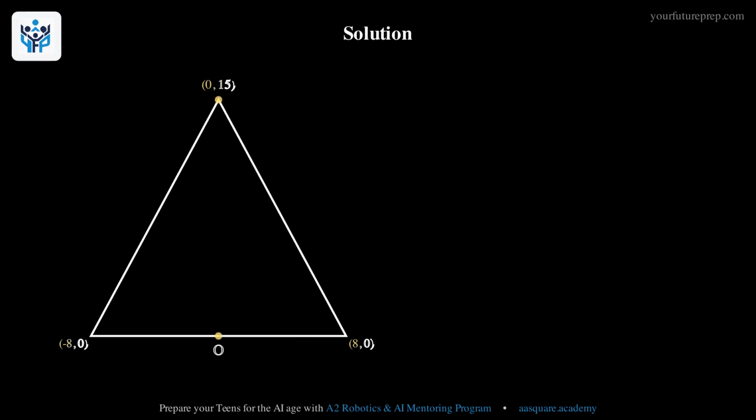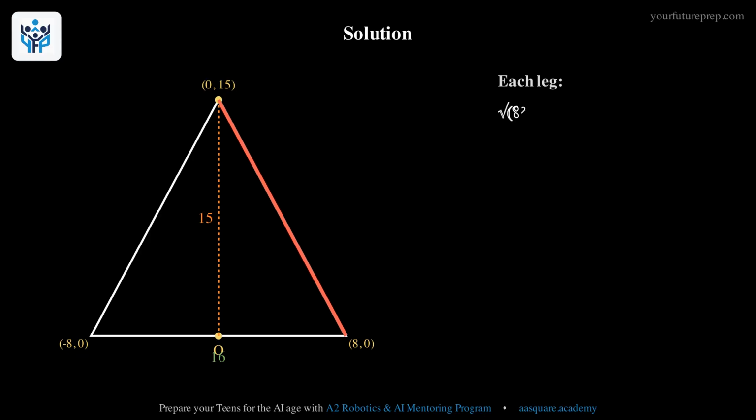Let's set up coordinates. Put the base along the x-axis, from -8, 0 to 8, 0. So the base has length 16. The apex sits at 0, 15, since the height is 15. The center of the semicircle is at the origin, O, the midpoint of the base.